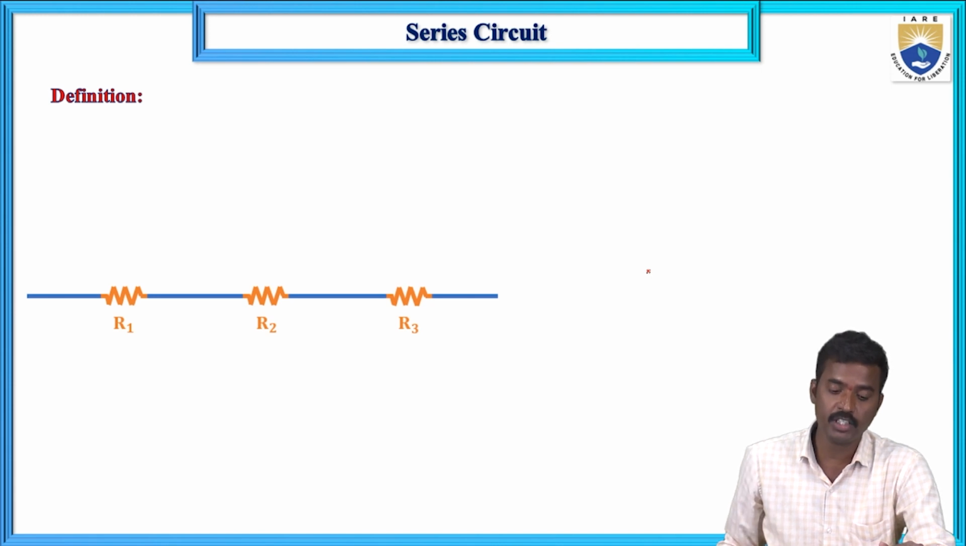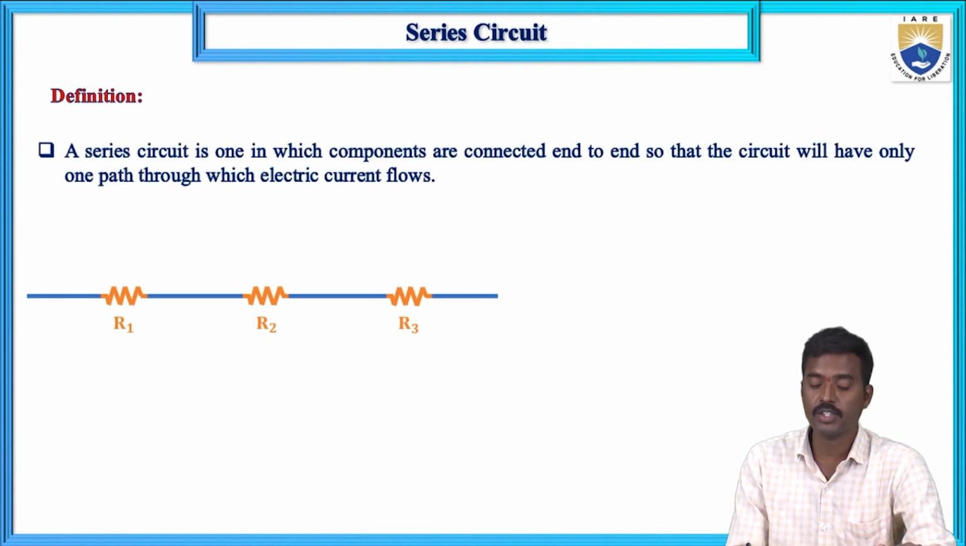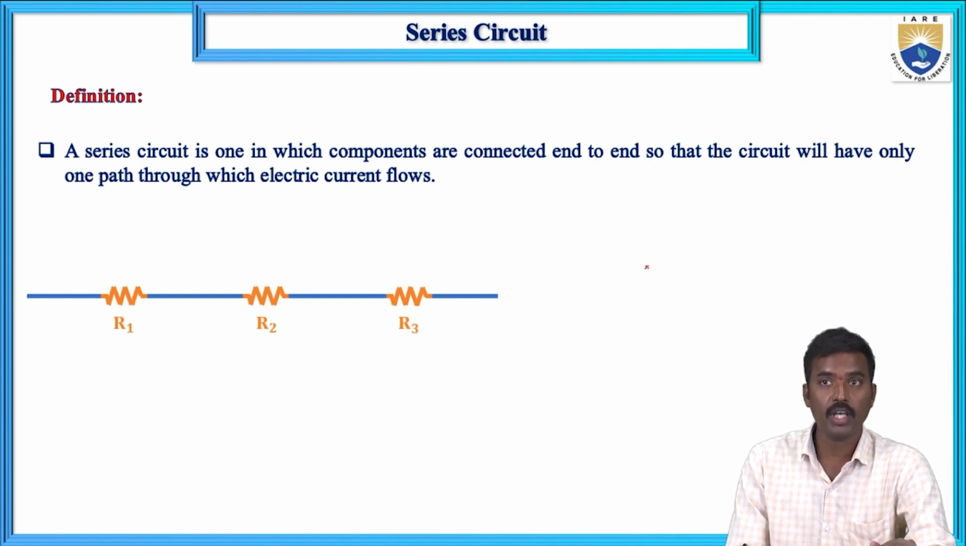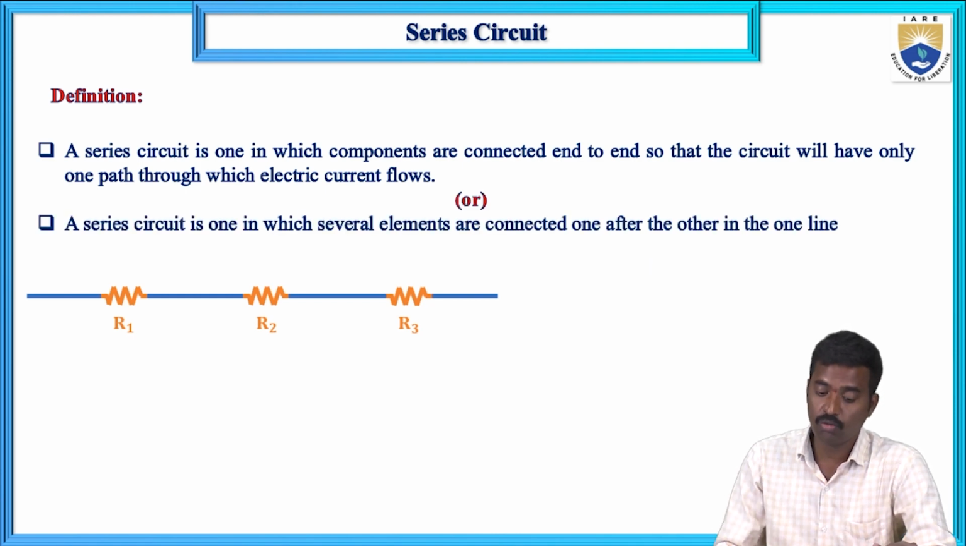If you see the definition here, a series circuit is one in which components are connected end to end, and the circuit will have only one path through which electric current flows. In another way we can define a series circuit: a series circuit is one in which several components are connected one after another in the same line, which means the same current flows through each element. So what are the examples?